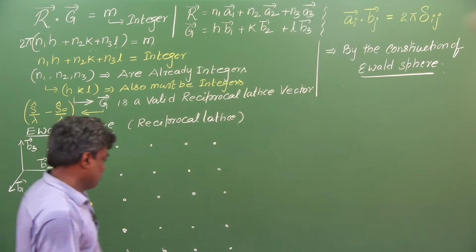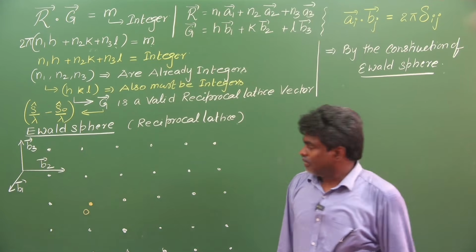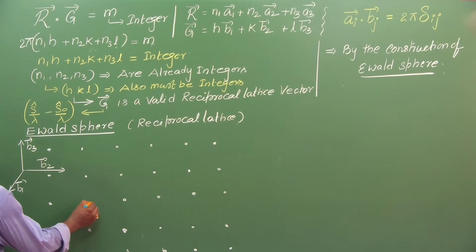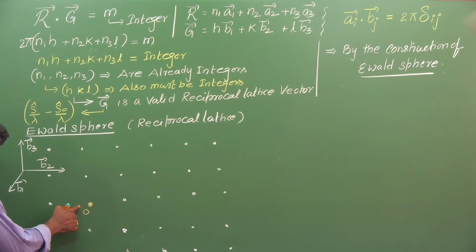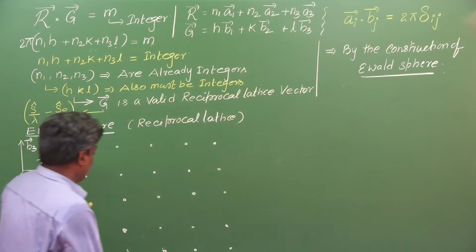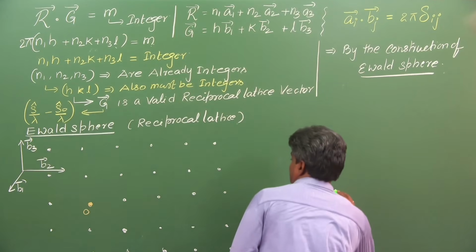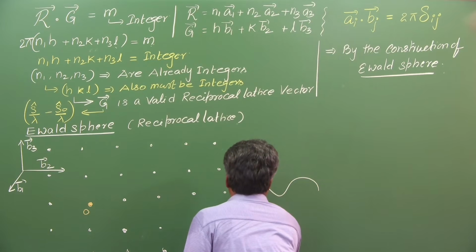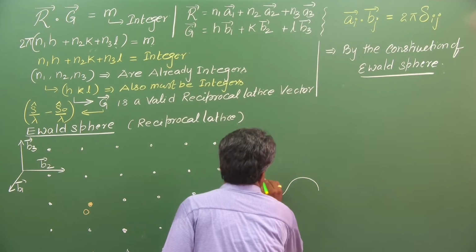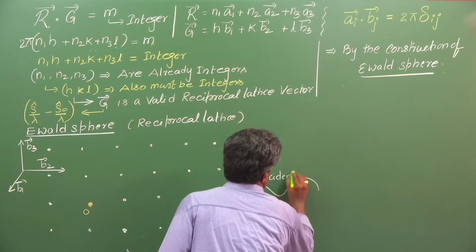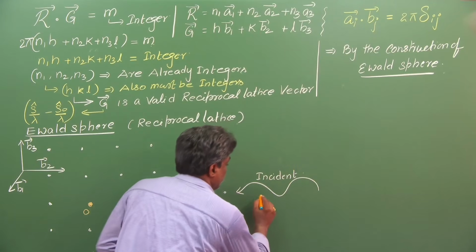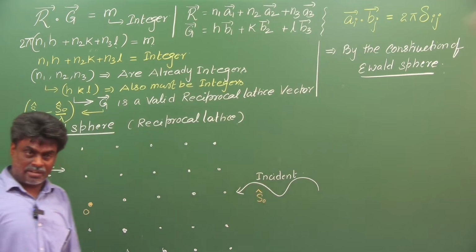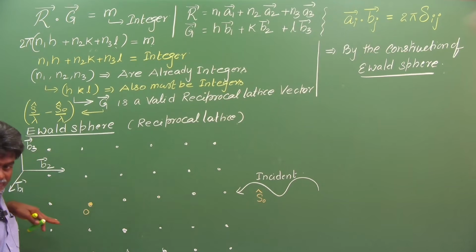Something like this. Now listen please carefully. So what is this Ewald sphere? One more time, I have taken this as the origin of my reciprocal lattice. Now I am sending the incident wave in this direction. Observe carefully. This is my incident wave. Incident wave direction is along which cap? S naught cap. That is my incident direction.